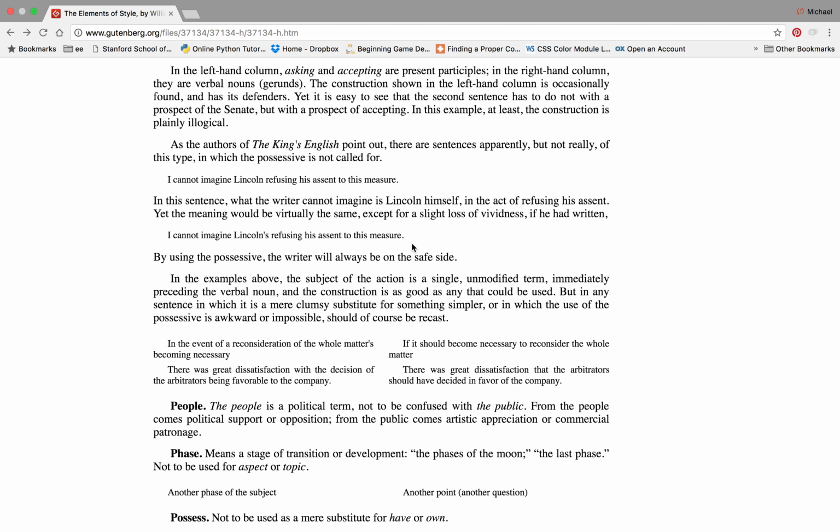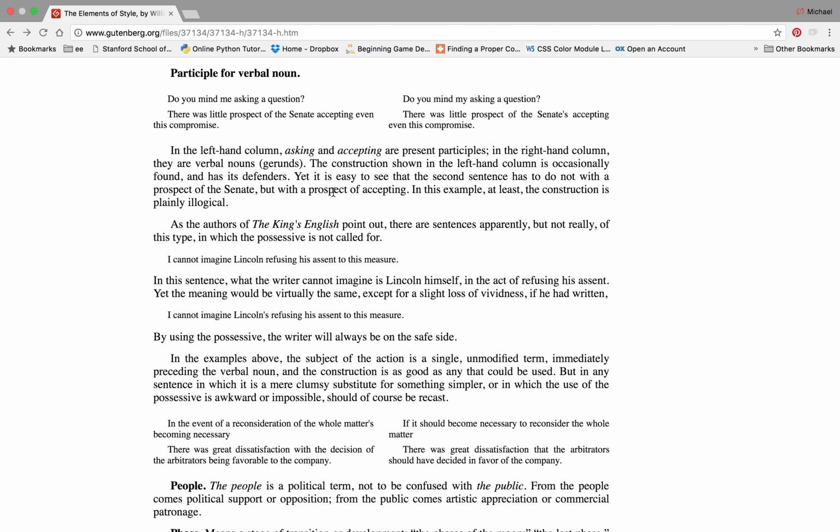The construction of the left-hand column is occasionally found. It has its defenders. I'm sure a lot of us have done that. I'm sure that I've done all four of these. It is easy to see that the second sentence has to do not with the prospect of the Senate, but with the prospect of accepting. All right, so: prospect of the Senate's accepting even this compromise.